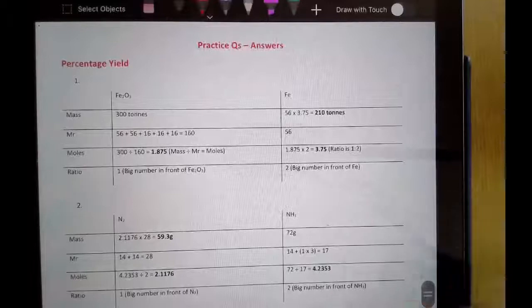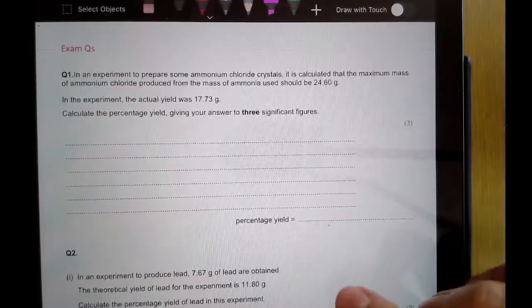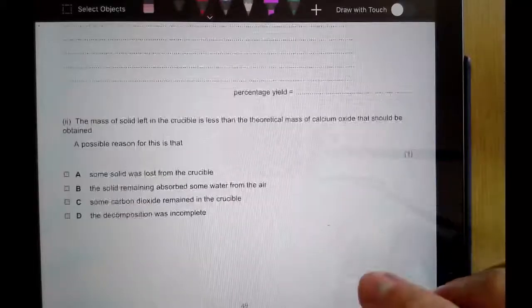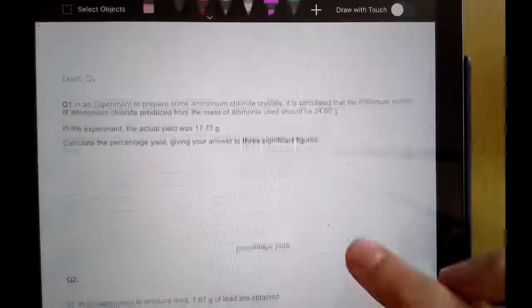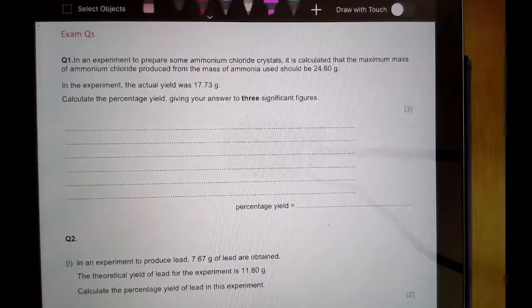I'll put this on the cover, but if you do finish early, I've got lots of exam questions at the back of the booklet. So you've got the answers, so you can check your work. Make sure you're marking your work as you go along. All of the answers are at the back. And then at the very back, I've got the exam questions, and I've organised these. So I've got the percentage yield questions first, and then I've got the atom economy questions. So if you do finish your practice questions early, you can flick forward and have a look at some of the exam questions. But again, I'll include all of this on your cover instructions.